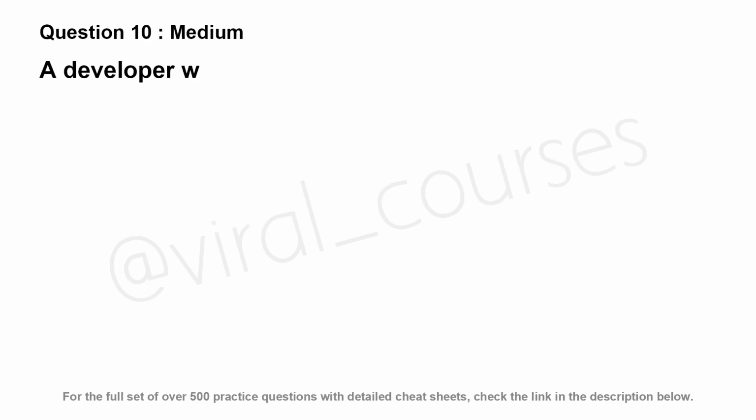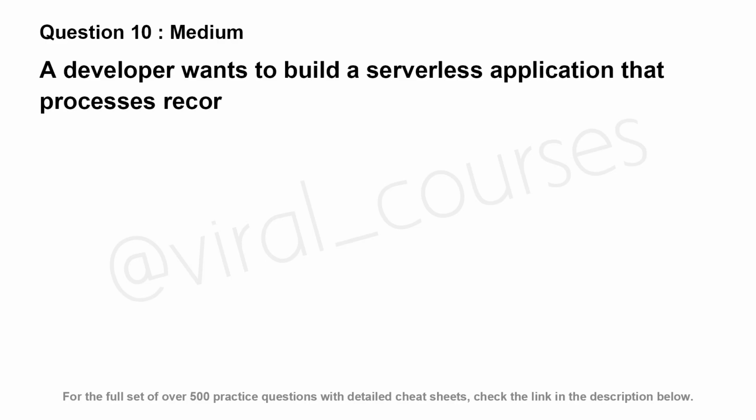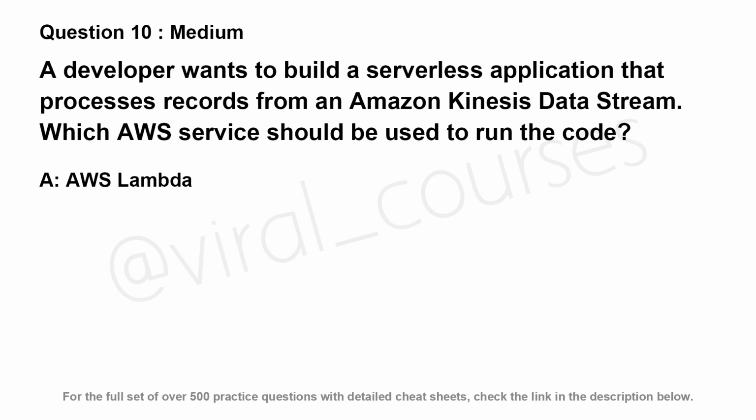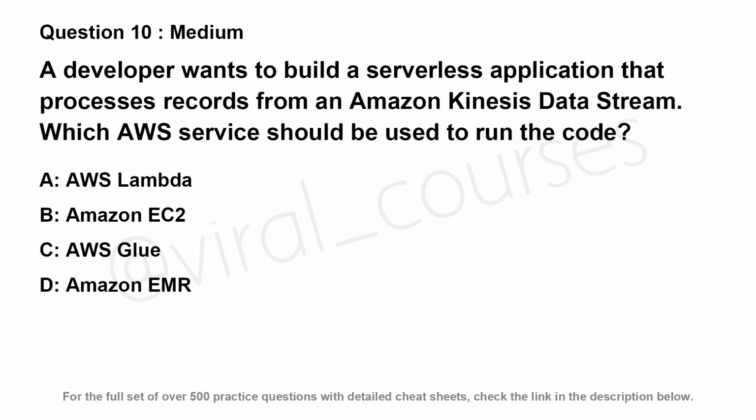A developer wants to build a serverless application that processes records from an Amazon Kinesis data stream. Which AWS service should be used to run the code? Option A, AWS Lambda. Option B, Amazon EC2. Option C, AWS Glue. Option D, Amazon EMR.